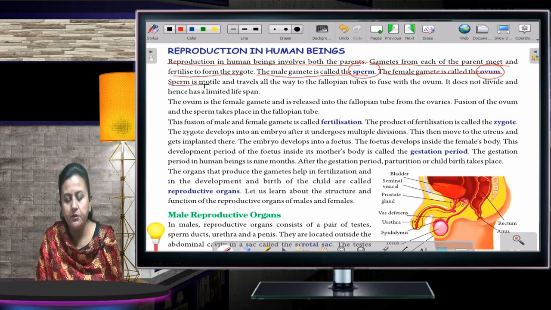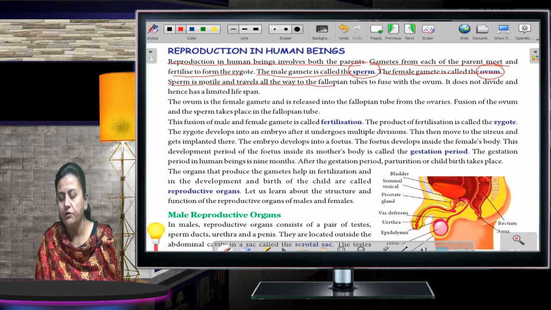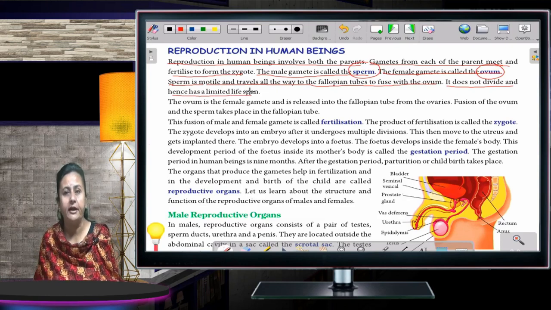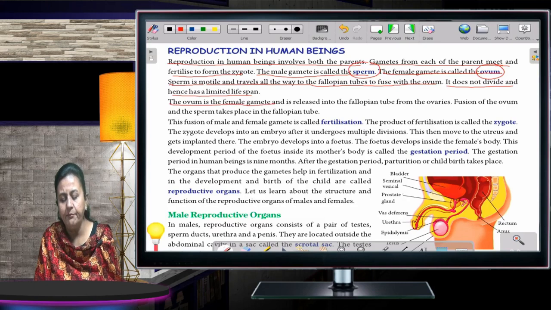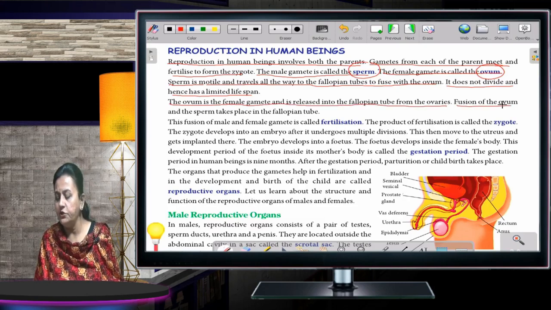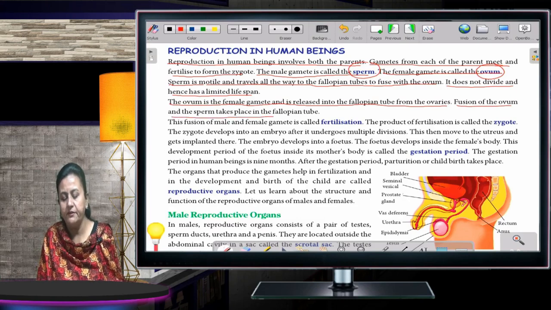Sperm is motile and travels all the way to the fallopian tube to fuse with the ovum. It does not divide and hence has a limited lifespan. The ovum is the female gamete and is released into the fallopian tube from the ovaries. Fusion of the ovum and the sperm takes place in the fallopian tube.